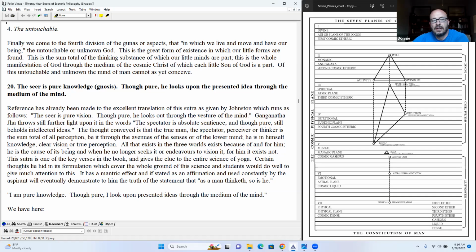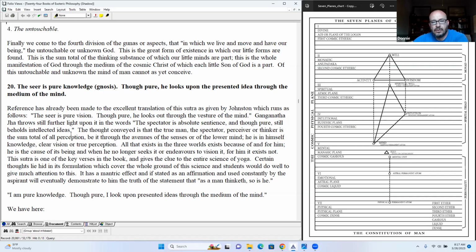Reference has already been made to the excellent translation of this sutra as given by Johnston, which runs as follows. The seer is pure vision. Though pure, he looks out through the vesture of the mind. Ganganatha throws still further light upon it in the words, the spectator is absolute sentience, and though pure, still beholds intellected ideas.